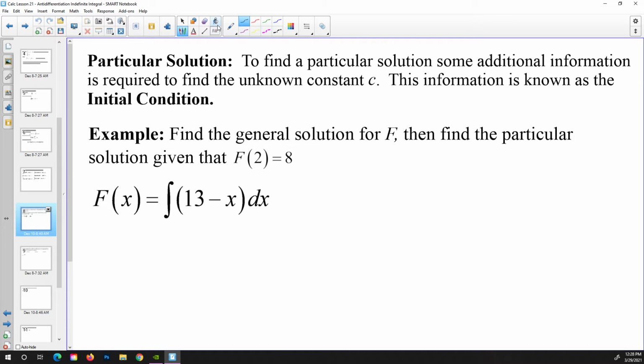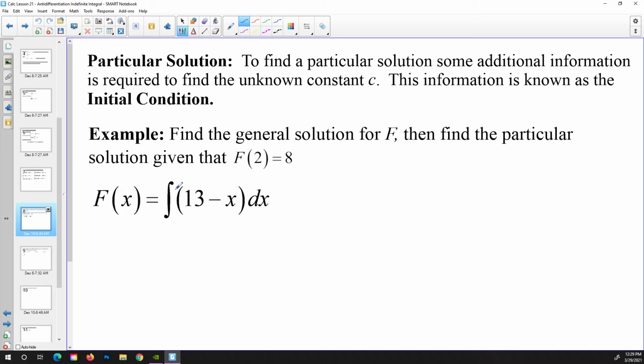Particular solution. To find a particular solution, some additional information is required to find the unknown constant c. This information is known as an initial condition. As an example, find the general solution for capital F, and then find the particular solution given that capital F of 2 is equal to 8.